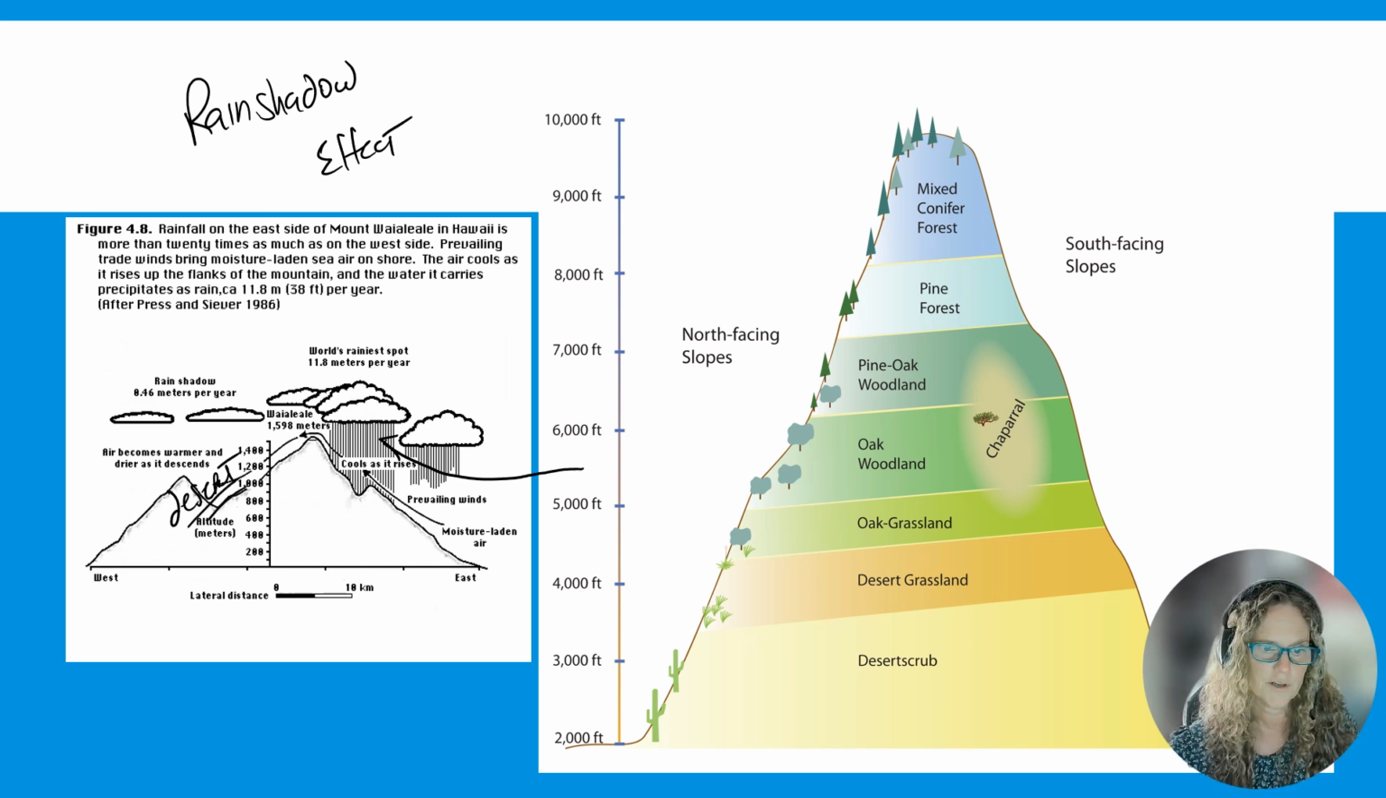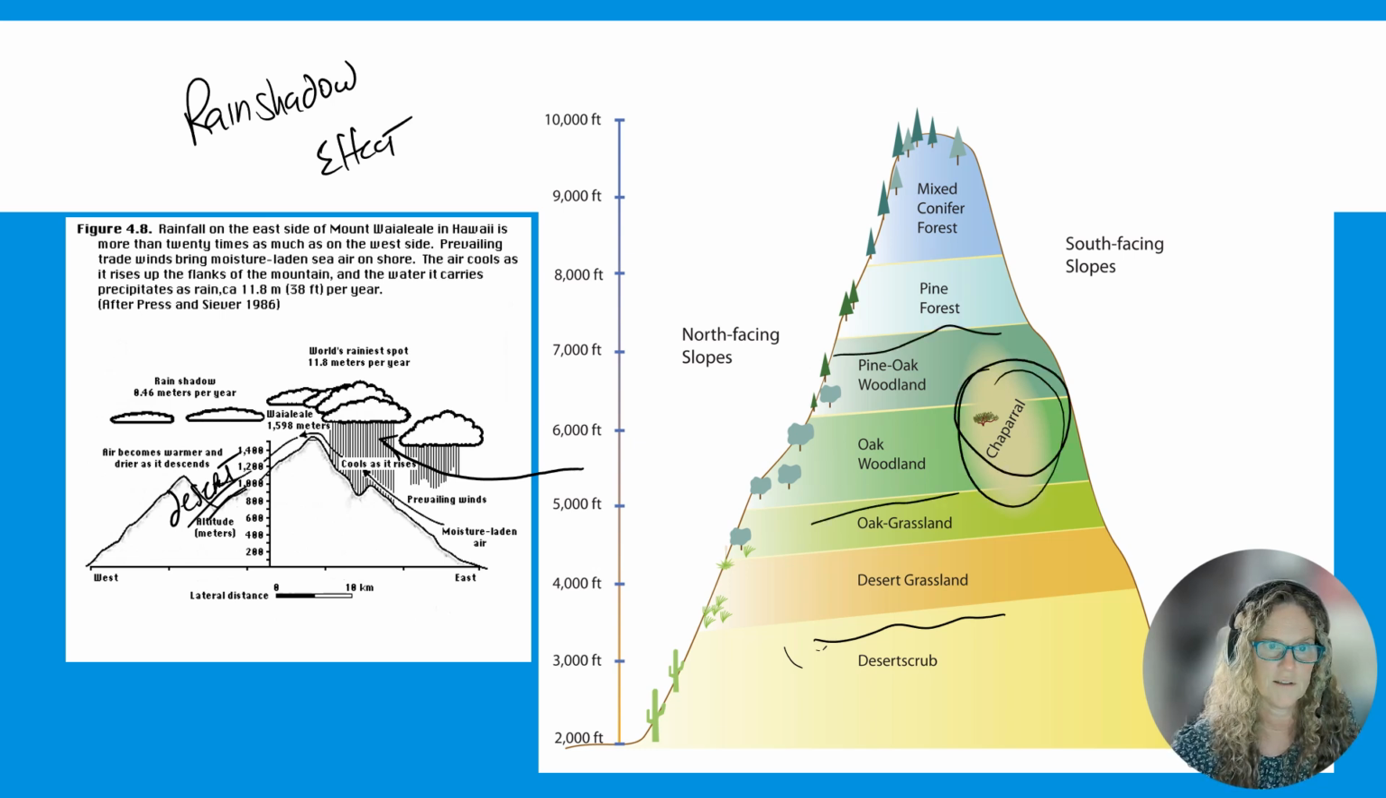This is a cool view here because you can see that altitude affects the biome. So the deserts are lower, the forests are kind of in the middle. Here's the chaparral, that's us. And then as you go up, you get different kinds of forests.